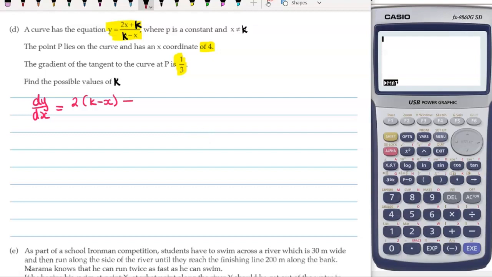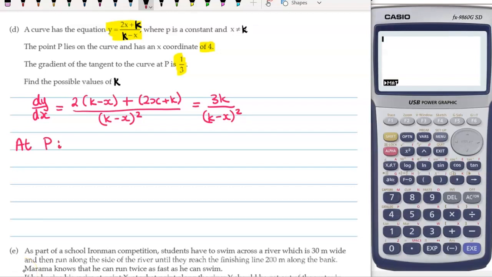Minus u dv by dx, so the top times the derivative of the bottom. Well, the derivative of the bottom is just minus 1, so that would become a plus 2x plus k, all over v squared, which is k minus x, all squared. So this then becomes 2k plus k is 3k, minus 2x plus 2x is 0, all over k minus x squared.